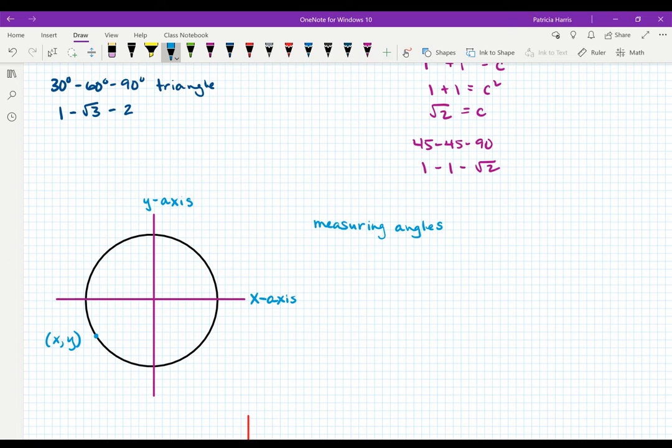All right. So when you put an angle on the coordinate system, you always start in what we call standard position. And that means the first side of your angle will always be on the positive x-axis.